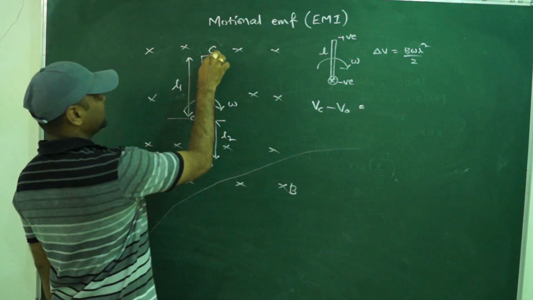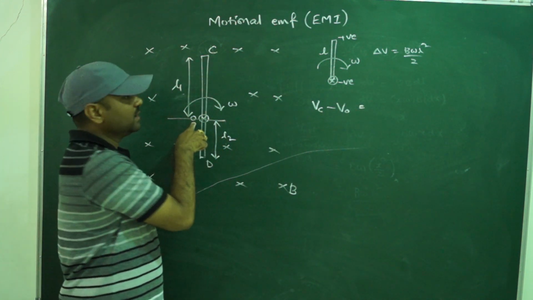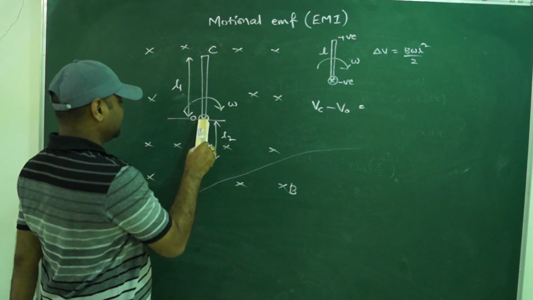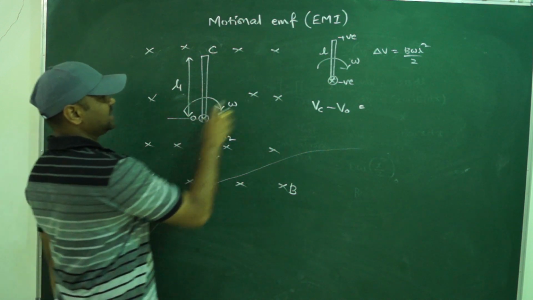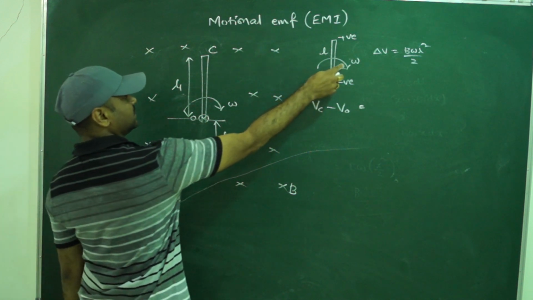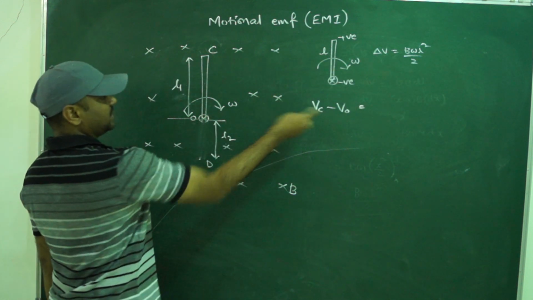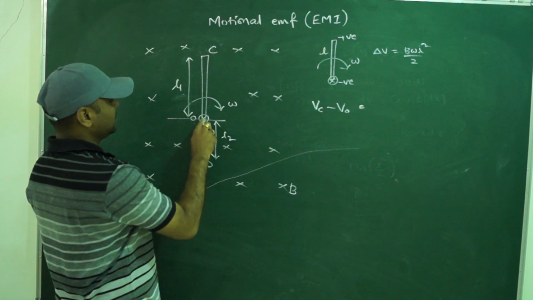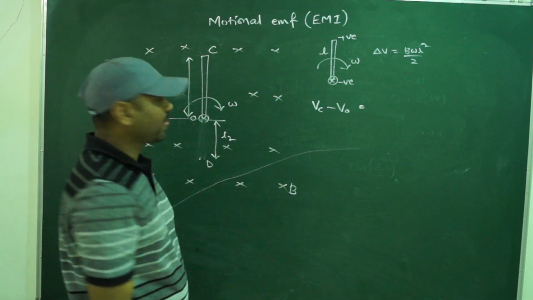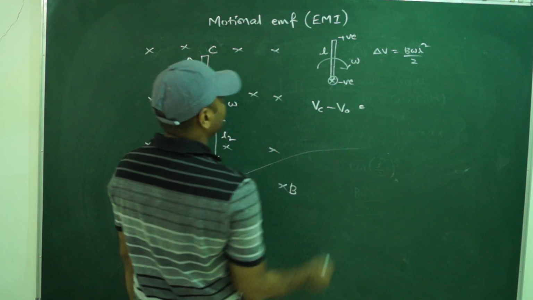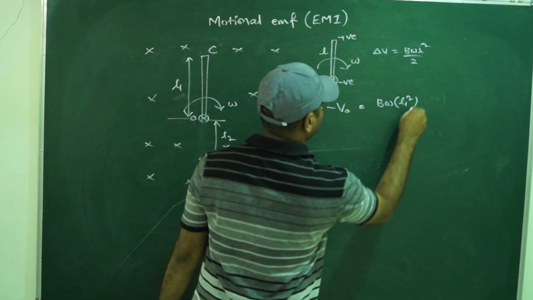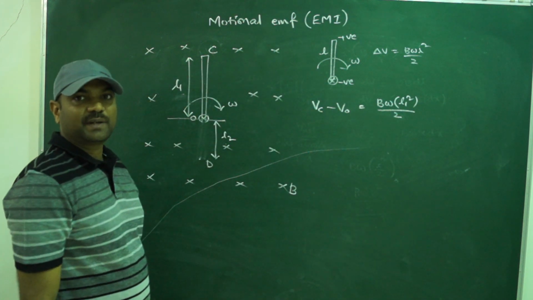I am writing potential at C point minus potential at O point is equal to, as I am taking this part of the rod, neglect this part. Now this part is not there, so it is equivalent to this part. According to this formula, we can write down the potential difference across this part, because here also the axis passes through one end of the rod perpendicular to the rod, and the rod is rotated with angular velocity omega. So Vc minus V0 is equal to B omega, same, but the L value will become L1 square by 2.